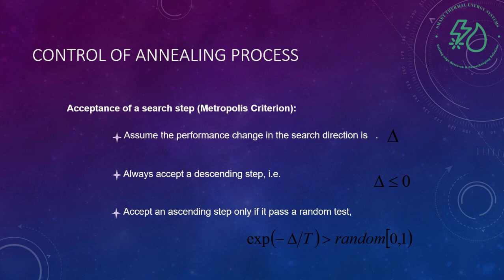But if delta is greater than 0, the new solution is worse. So it may still be accepted with a certain probability. A random test is used to decide whether this worse solution should be accepted, and this helps the algorithm explore more solutions and avoid getting stuck in local minima.